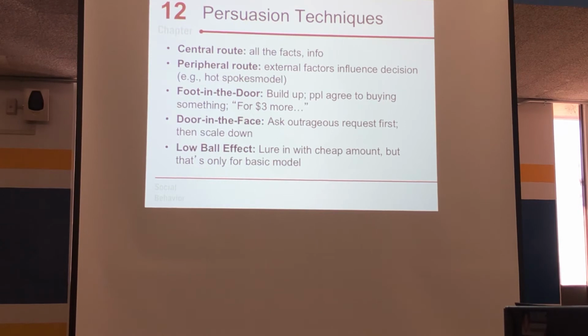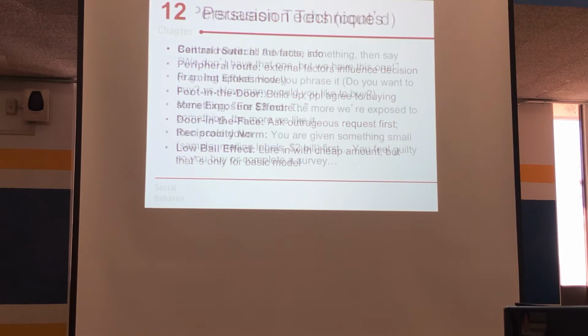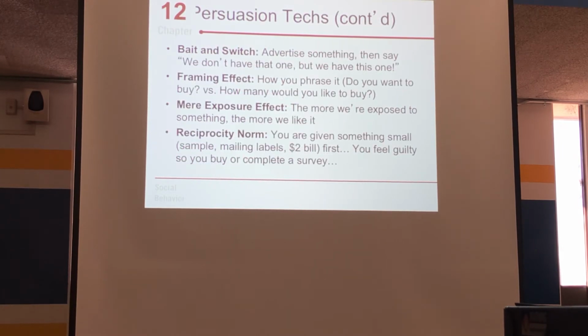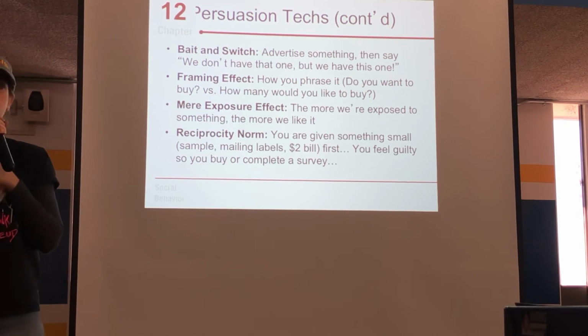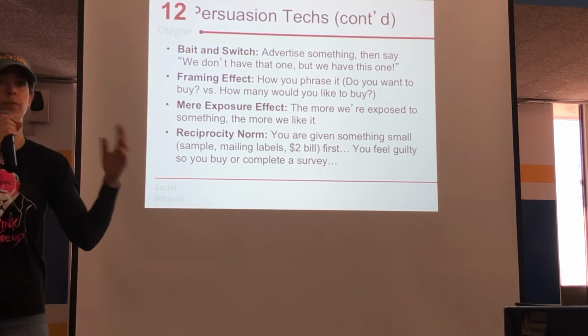What was the example of the one with the iPhone when you went to the store? Oh, okay. I think that was door in the face because he asked for a lot. No, that was bait and switch. Bait and switch because he said he didn't have the color. Yeah, because then he had that color. Yes, that was kind of bait and switch. Technically I already came into the store, so they didn't really have to bait. Okay, bait and switch. So when you say we don't have this one, but we have this one.